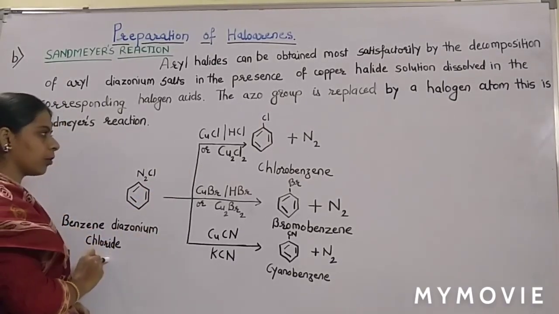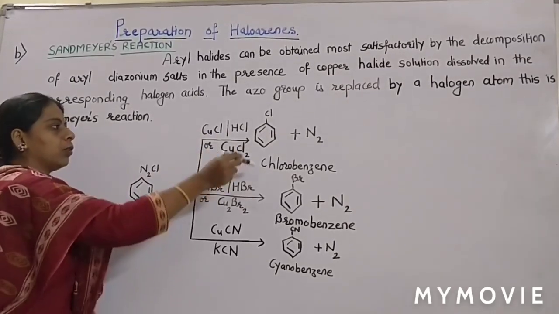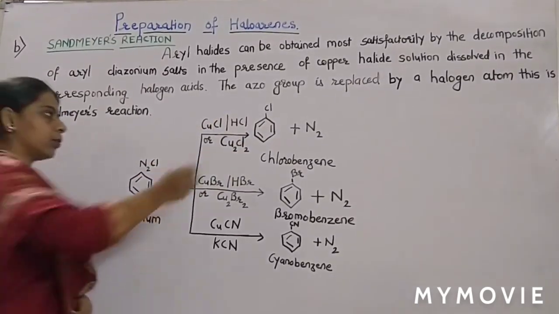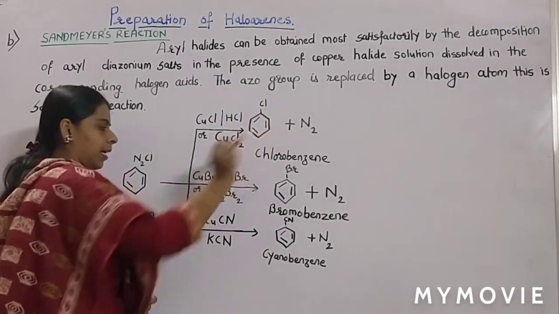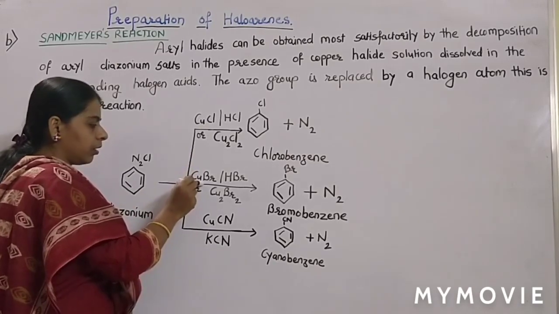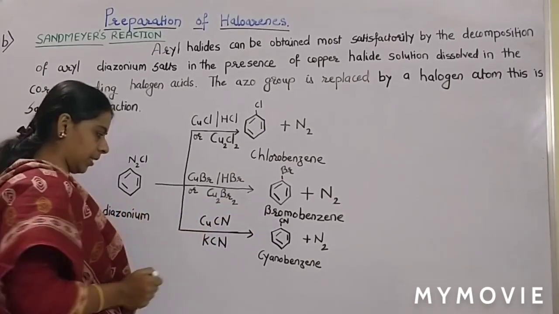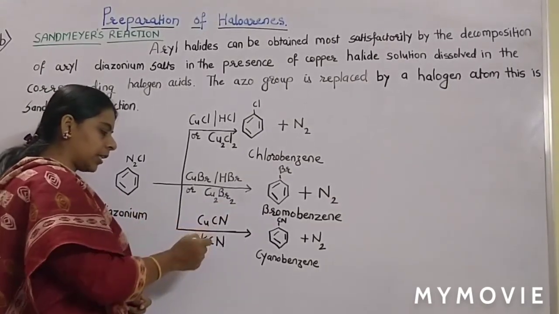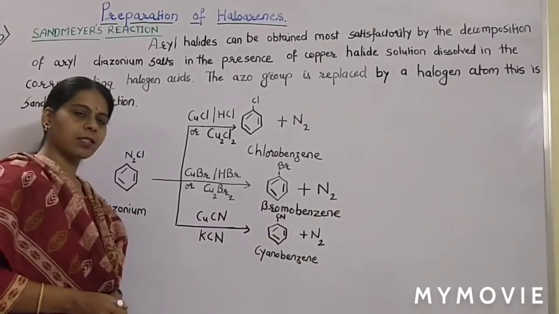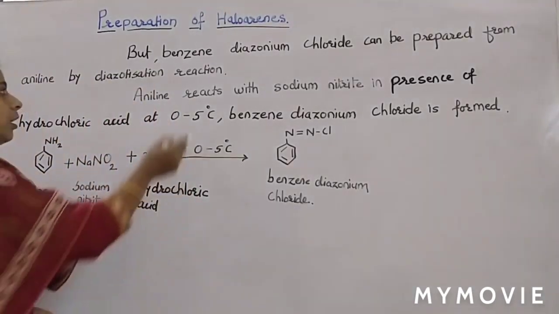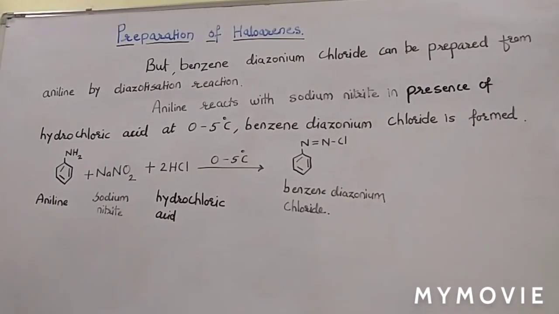This is our benzene diazonium chloride. When it reacts with CuCl in presence of HCl or Cu2Cl2, we are getting haloarene, that is, if the halo is chloride, it is chlorobenzene plus N2. Now if we use CuBr in presence of HBr or Cu2Br2, we will get bromobenzene. And if we use CuCN or KCN, then we get cyanobenzene, because the cyanide group is attached to the benzene, plus nitrogen.